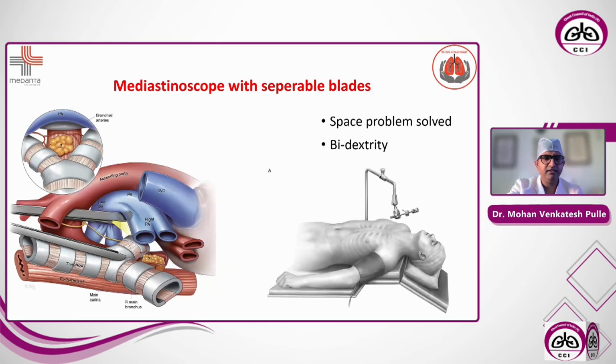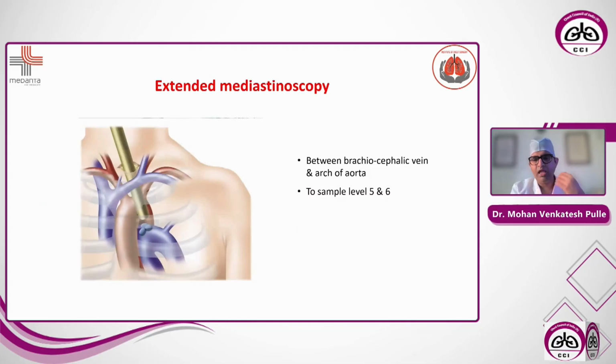So, as I said, that is a mediastinoscope with separable blades. You can see the two blades retracting away from each other, so that the vascular structures can be lifted away from the trachea, and you can visualize the mediastinal lymph nodes very well. And you can have a stand in which it can be fixed, so that the surgeon can work better with both hands. And there is something called extended mediastinoscopy.